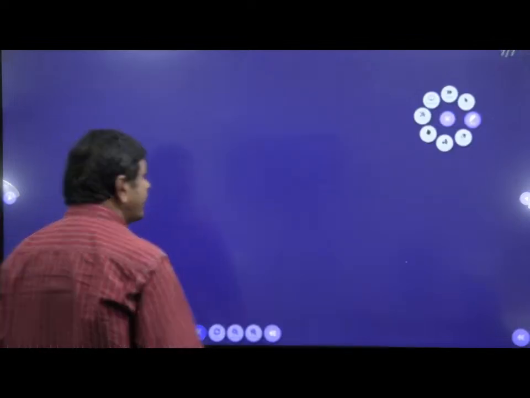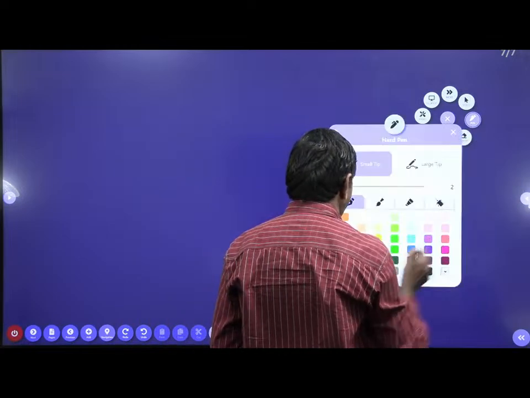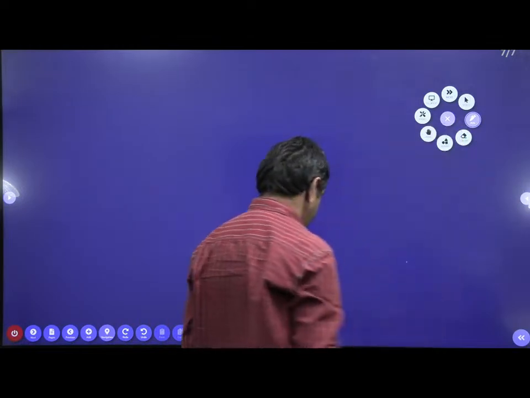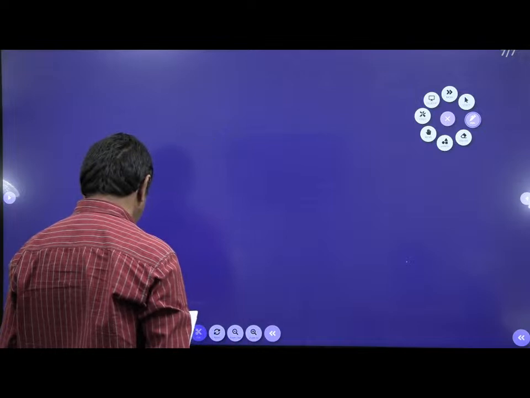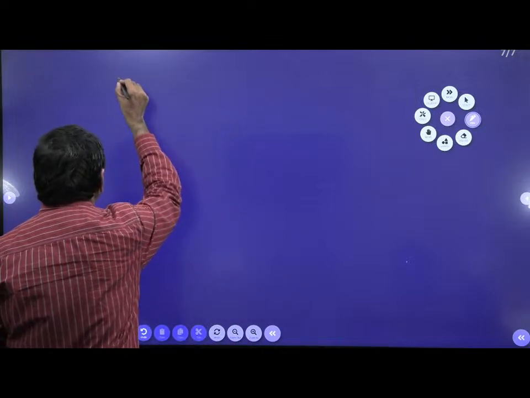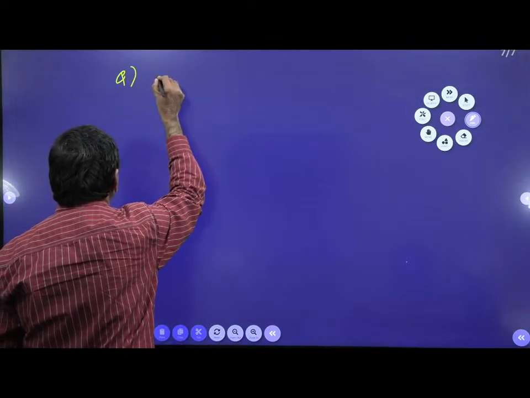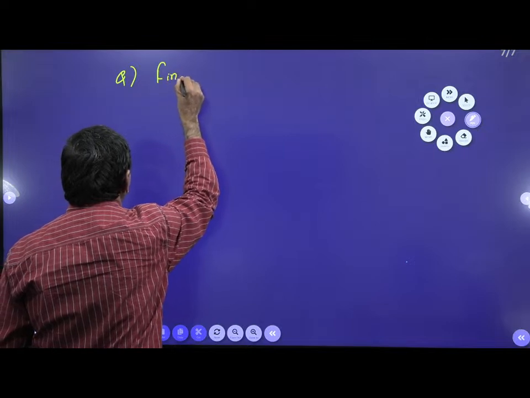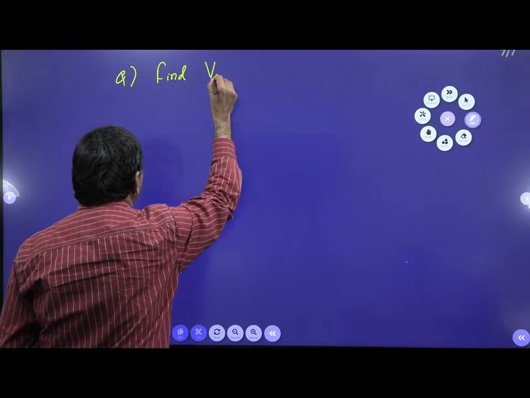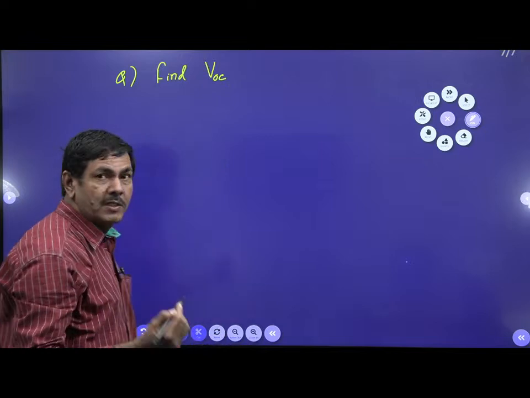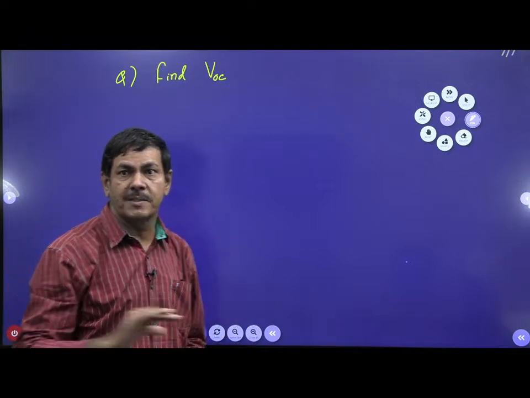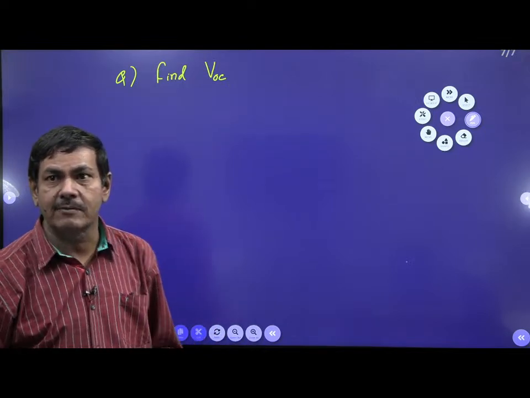The next problem is to find VOC, the open circuit voltage. It is asking to find the open circuit voltage. OC means open circuit. The network is with open circuit, and that open circuit voltage is required.